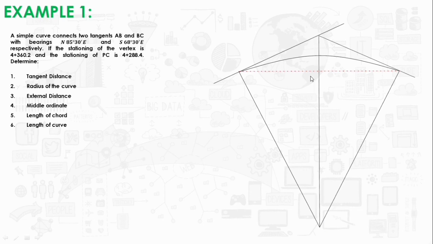So, ito yung point of curvature, point of tangency, point of intersection, radius, yung radius, then the tangent distance, the external distance, the middle ordinate, the half of the long chord, and the half of the long chord. And also, the angle of intersection. The same with the central angle. And this is the I over 2.